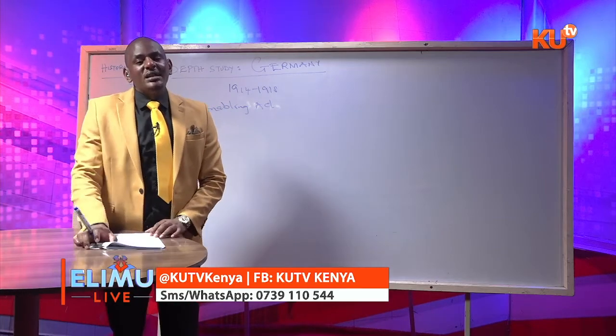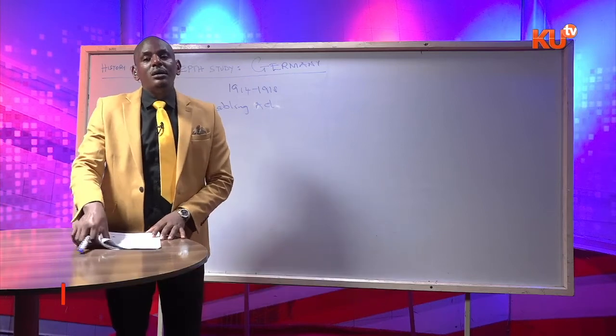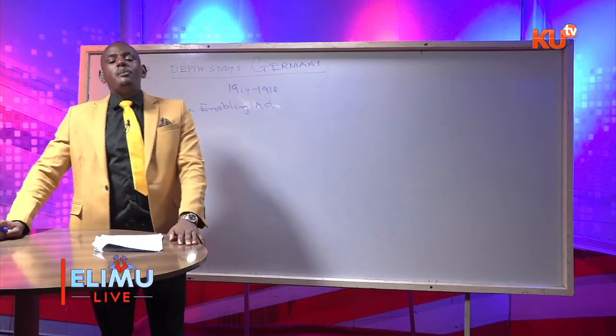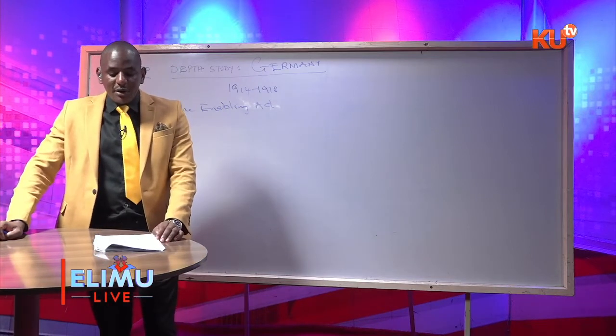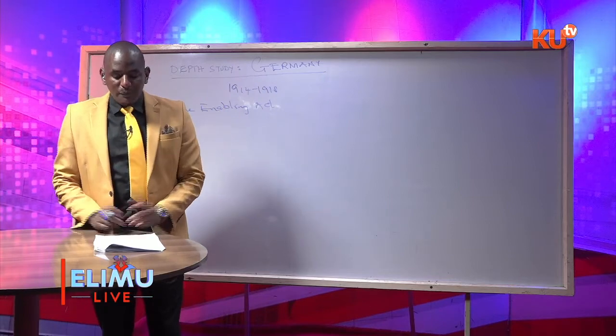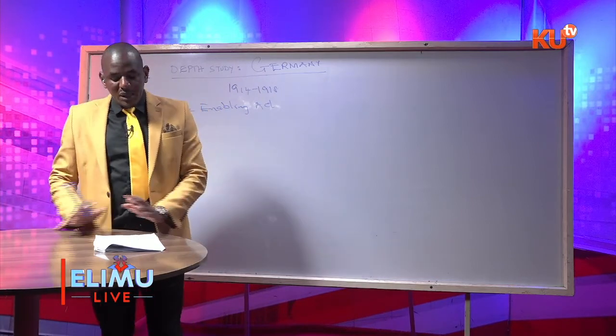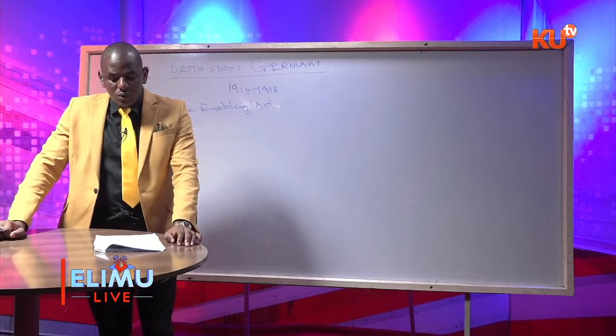However, there were weaknesses of the Weimar Constitution. The first one being PR. We've talked about proportional representation. Why was it a weakness? Because it meant that whatever government or party was in power was always weak. Governments always had to compromise, and decisions could take long.